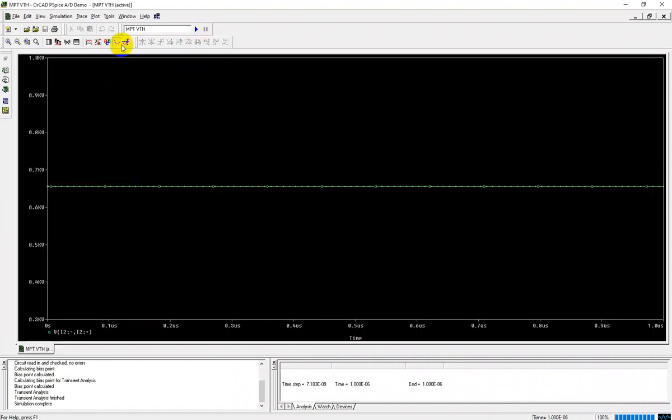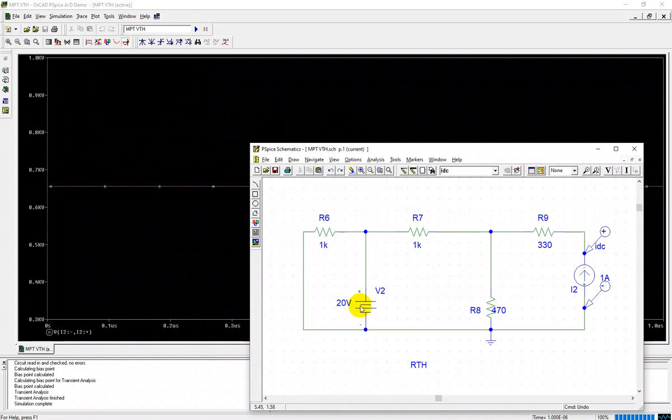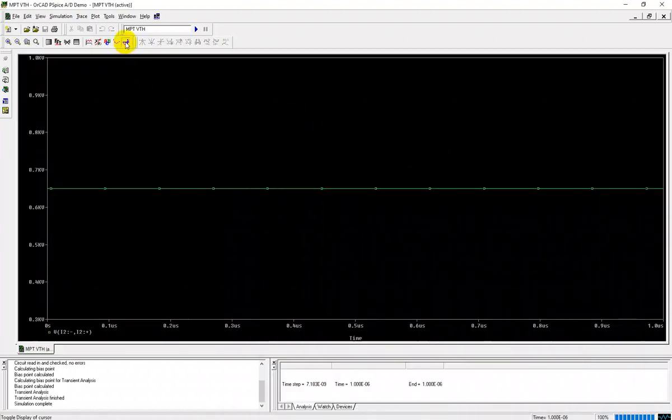So toggle cursor, and you can see the value as 656.12. That's because of the internal resistance of this voltage source. So as we're finding resistance, as discussed in the calculations, one has to short circuit the voltage. Let us simulate again. Now let us check. Yes, the value of R equivalent is 649.728, the same that we got in theoretical calculations. So this is how we simulate for VTH and RTH over PSpice.